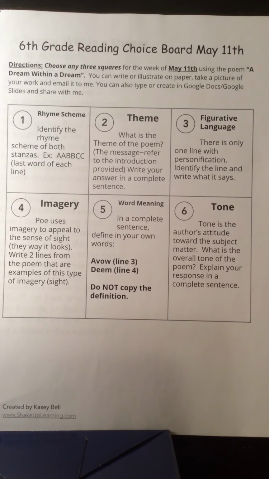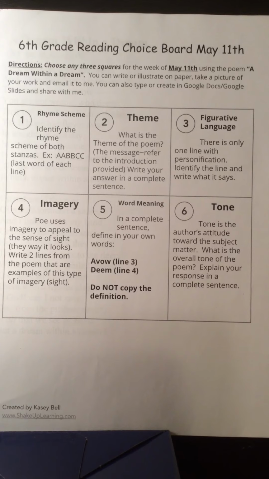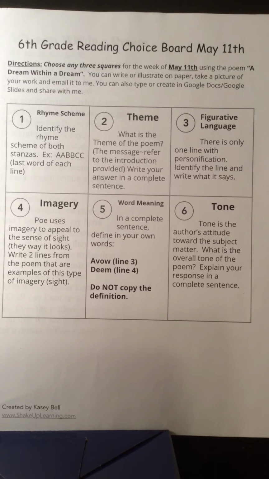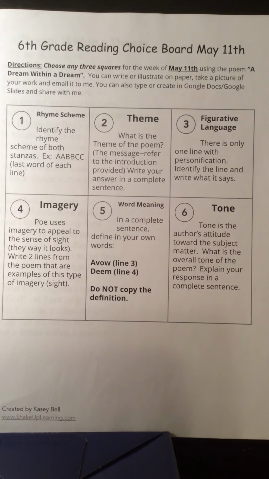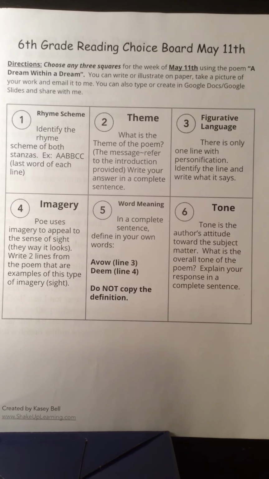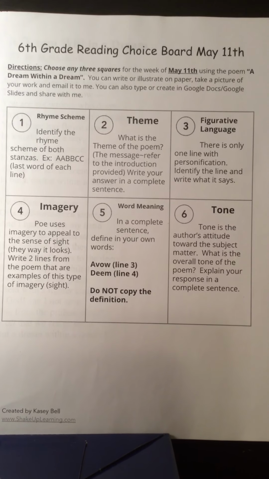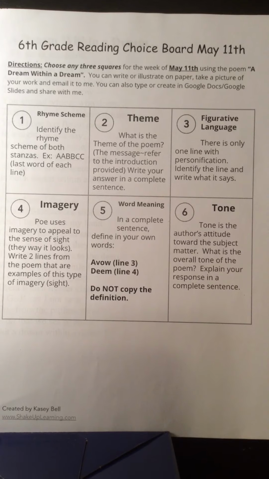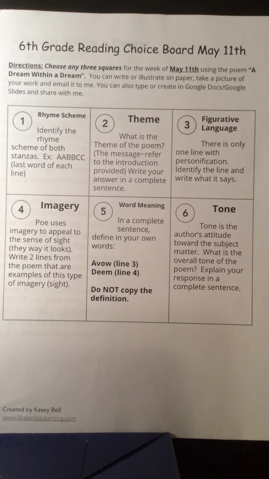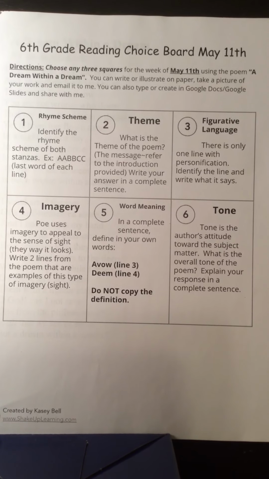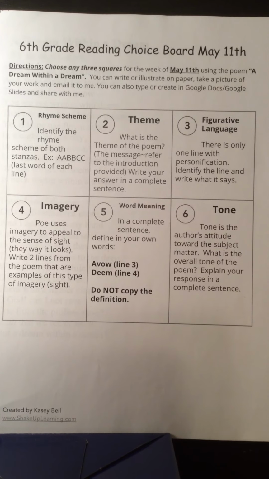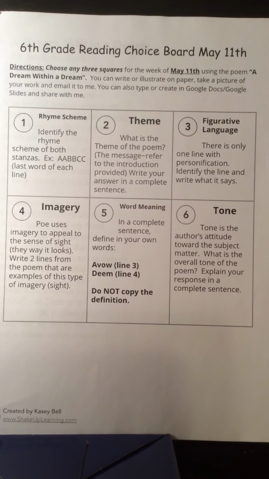So the first one's pretty easy. I feel like everybody will probably do this one. It just says identify the rhyme scheme in both stanzas. So you're going to list the rhyme scheme for both stanzas. Now, if you want to just write the letters at the end of each line and then take a picture of that, I'm perfectly fine with that. That'll be just fine. But you guys all know what rhyme scheme is and how to identify it. And there's even examples: A, B, B, C, C, and you're just looking at the last word in each line.